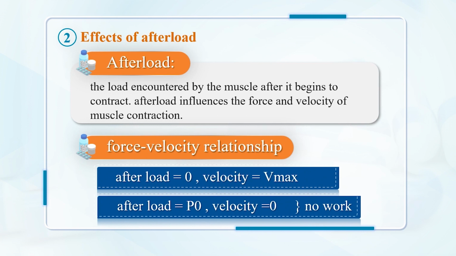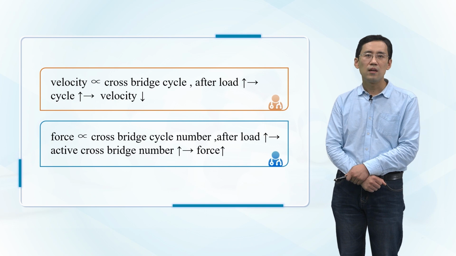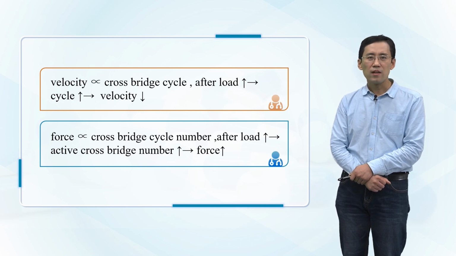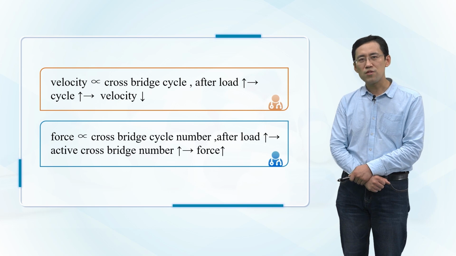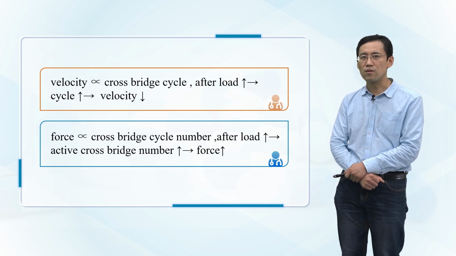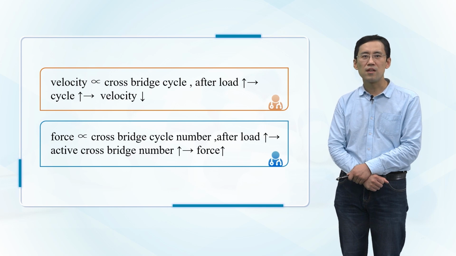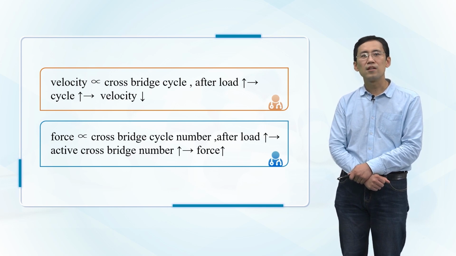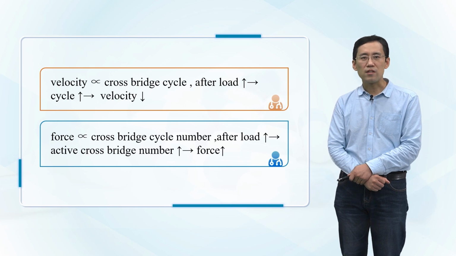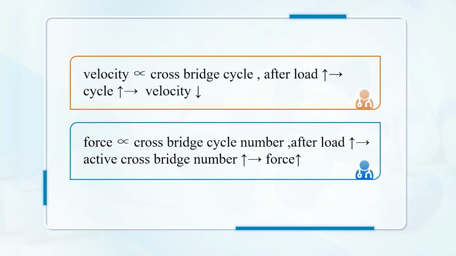The afterload equals P0. So the velocity is directly proportional to the cross-bridge cycle. When the afterload increases, the cycle decreases and the velocity decreases. And the force is also proportional to the cross-bridge cycle number. As the afterload increases, the active cross-bridge number increases, and the force increases accordingly.